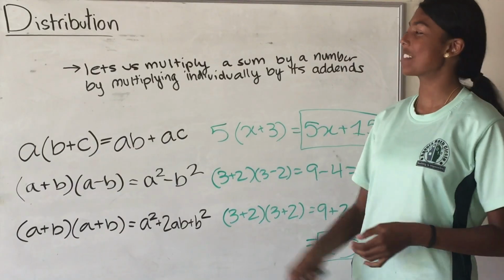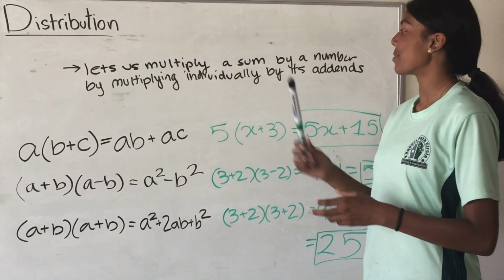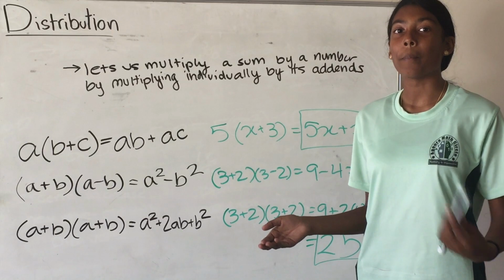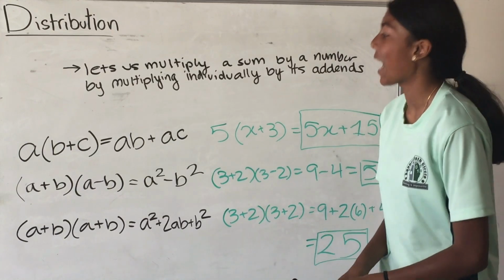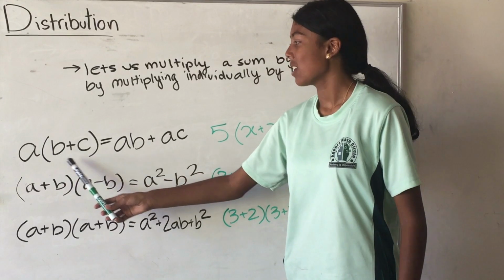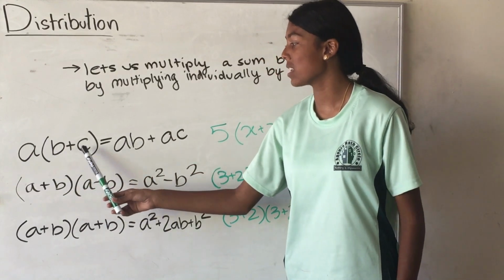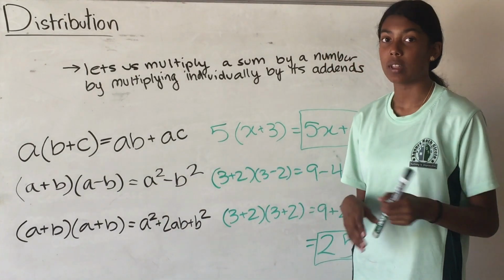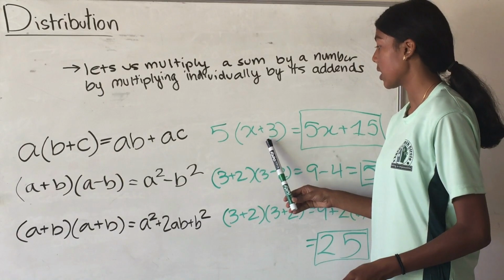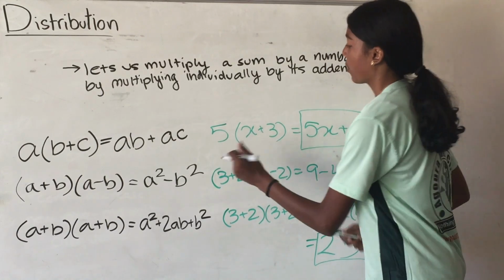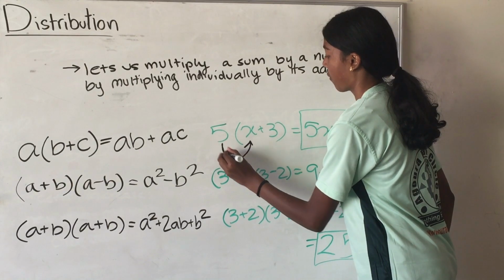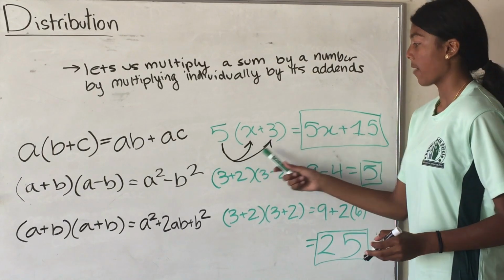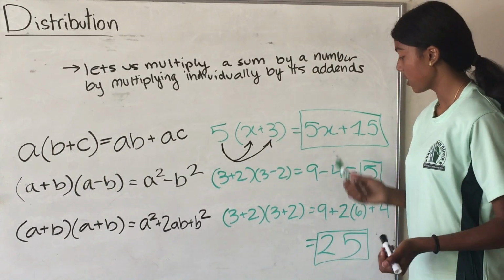Our next topic is going to be distribution. Distribution lets us multiply a sum by another number by individually multiplying that number by its addends. For example, if we were to have three numbers, A, B, and C, and we were to multiply A times the sum of B and C, we would individually get AB plus AC. An example of this would be 5 times (x plus 3). When we distribute, we take this number and multiply it first by that number and then by that, giving us 5x plus 5 times 3 is 15. So that's our answer for that one.